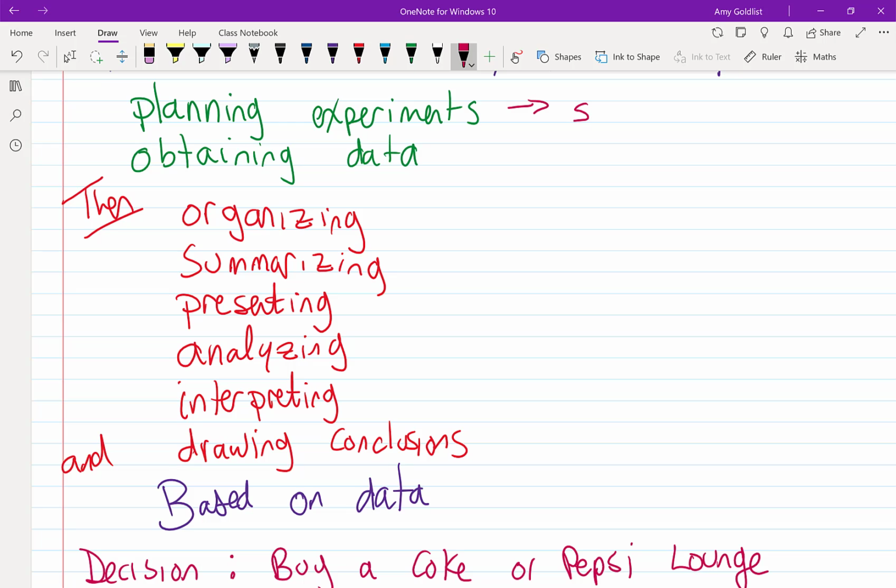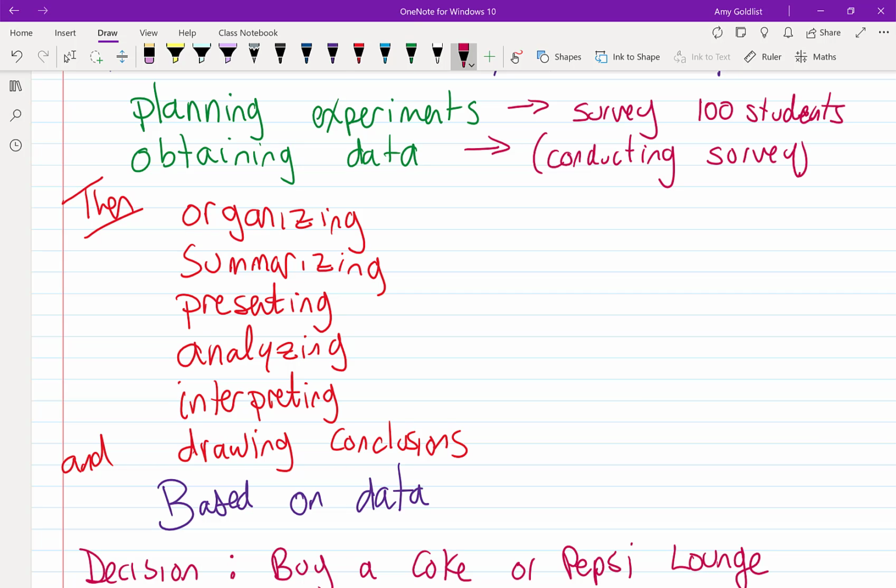I'm going to survey 100 students and ask them, what's your favorite pop, Coke or Pepsi? Obtaining data is conducting the survey. We're not going to be doing that as much in this class, but it really is the most important thing. Let's organize it and summarize it.